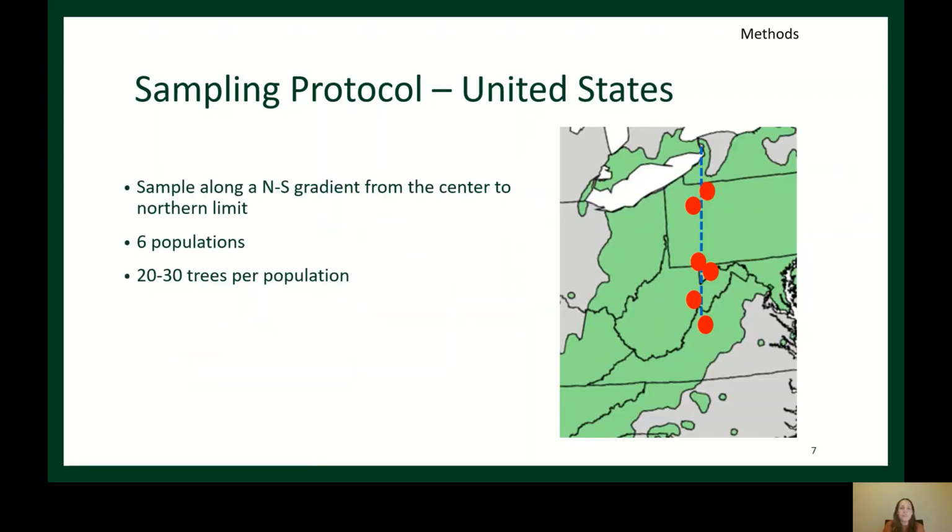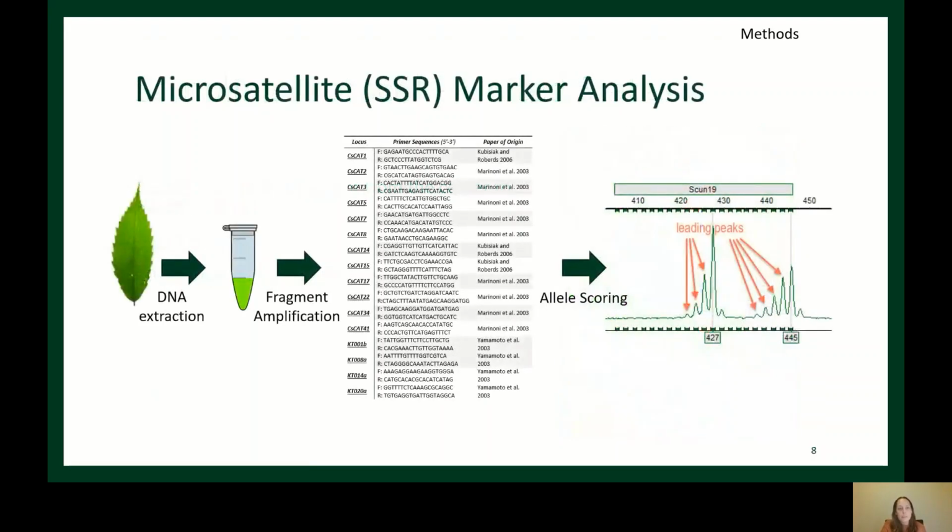My sampling protocol in the States is very similar, except I sampled along a north-south gradient from the center of the range towards the northern limit at the intersection of the Niagara and Buffalo border. So 6 populations are included along this gradient, where 20 to 30 trees were again sampled per population, and again leaves were collected for subsequent DNA extractions. Then, with the extracted DNA, I used PCR to amplify primers for 16 microsatellite loci. Then I scored these alleles using GeneMapper.